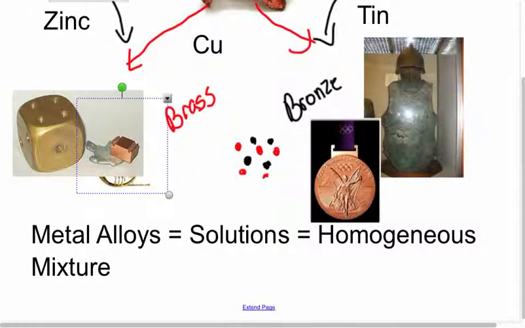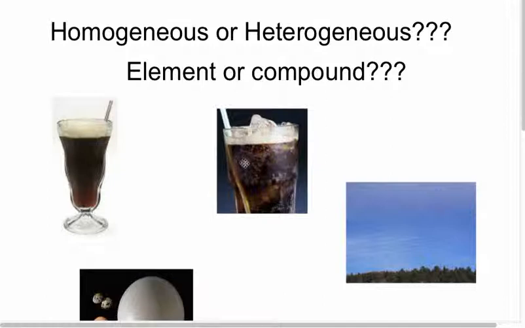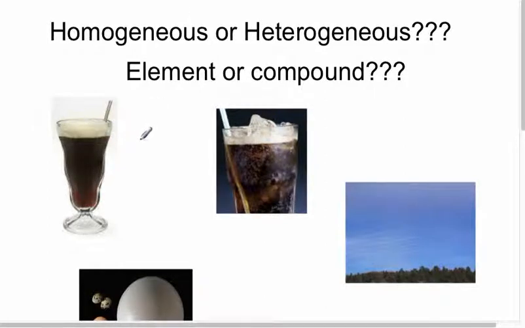All right, so let's keep our review going. All right, homogeneous or heterogeneous, element or compound. All right, let's take a look at some examples here. We have some soda here, or soda pop or Coke or whatever you want to call it. We have some sort of fizzy drink here. If you just looked at this portion of the drink, you'd say, oh yeah, it looks the same throughout pretty much. So that's a homogeneous mixture, or it's an element or a compound.